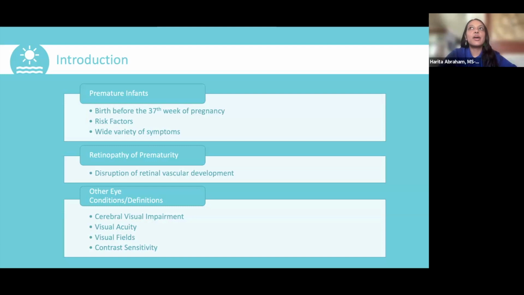Sorry, let me define these terms better. So visual acuity is your ability to make out shapes at certain distances. In layman's terms, this is your short-sighted versus far-sighted. So that's how I would define visual acuity.